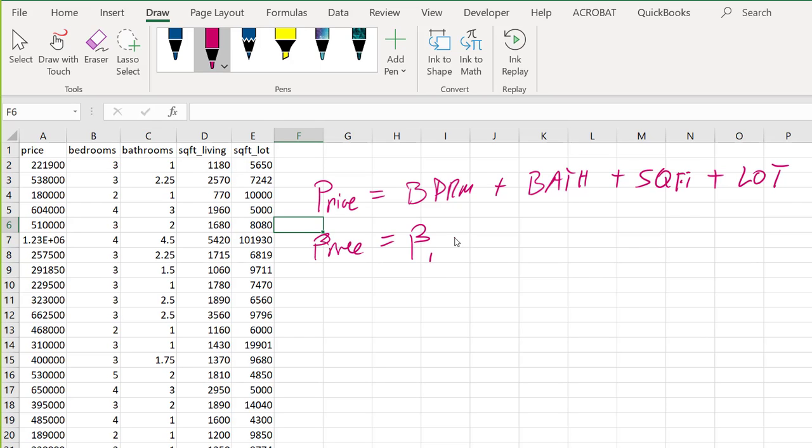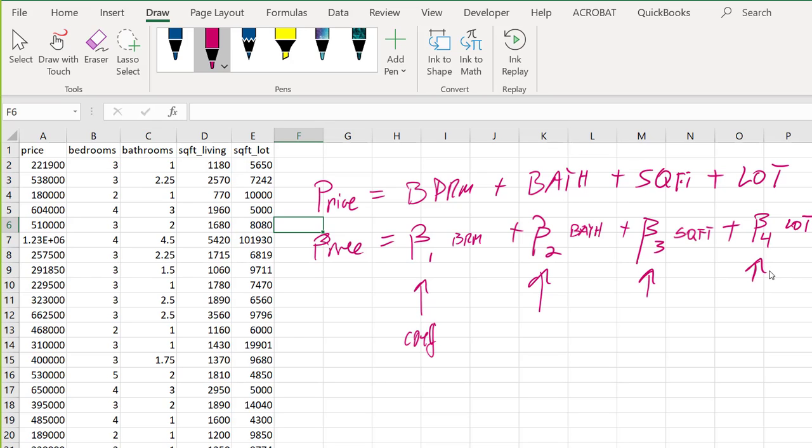Beta sub 1, and then the bedroom, plus beta sub 2, and then the bath variable, plus beta sub 3, and the square foot, and then beta sub 4, and the lot. You can name the variables whatever you want. This is the coefficient, right, for the first variable, coefficient for the second, coefficient for the third, and so on. And we're going to do a reverse stepwise regression where we're going to look at the four variables and then eliminate the ones we don't need.